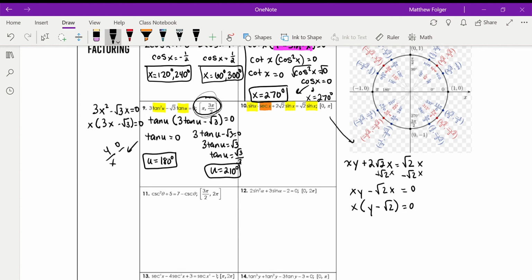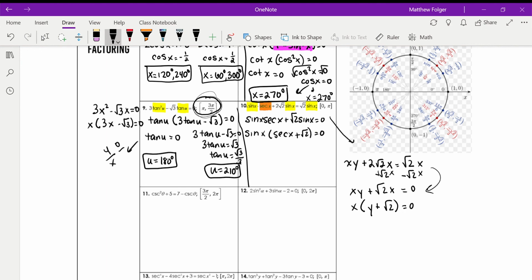Oh, that should be a plus. Fix that if you didn't. That should be 2 minus 1 is positive 2. That should be a plus. All right? So let's do that over here. Let's write what we have. So we end up with, we subtracted this one over, so it's sine x secant x plus square root of 2 sine x equals 0. Right? That's this first step. And then we factored out sine x. So sine x times secant x plus square root of 2 equals 0.